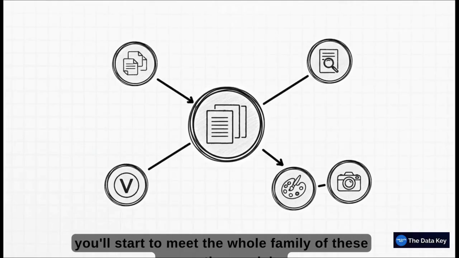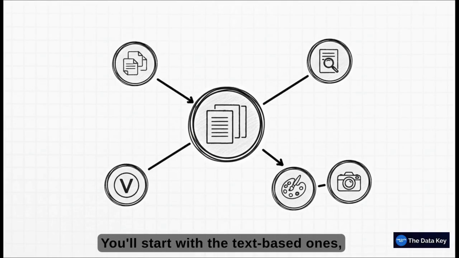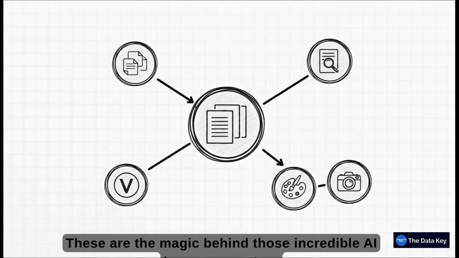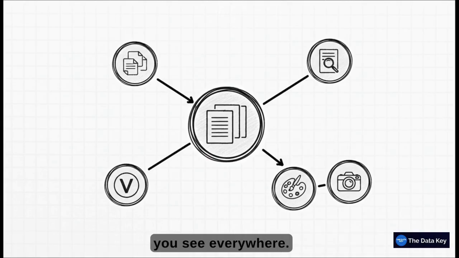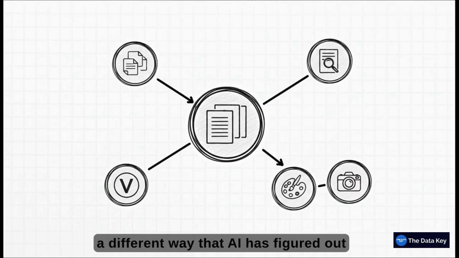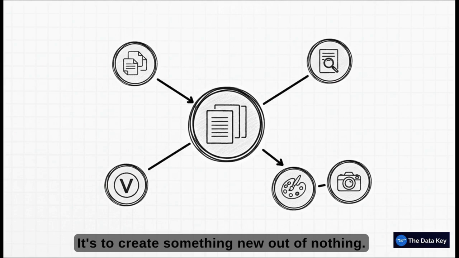And as you keep going, you'll start to meet the whole family of these generative models. You'll start with the text-based ones, like the GPT series and BERT. But then, you'll step into the absolutely fascinating visual world. We're talking about GANs and diffusion models. These are the magic behind those incredible AI image generators you see everywhere. Each one of these is like a different branch of the family tree, a different way that AI has figured out how to create something new out of nothing.